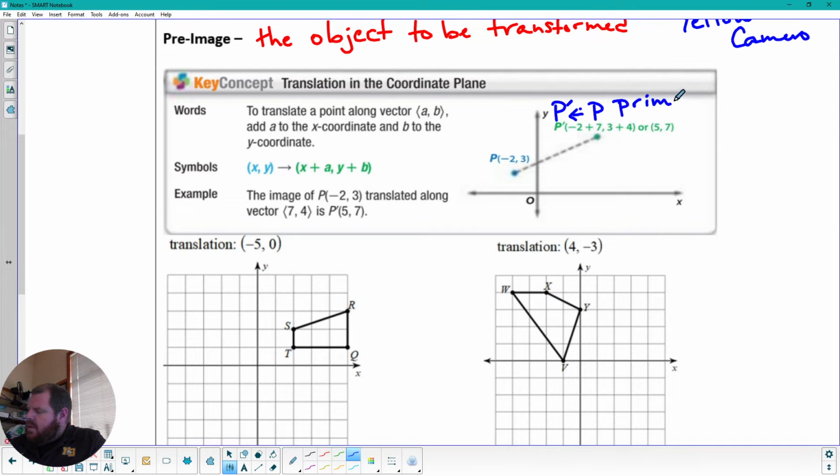Whenever we put an apostrophe there, we call it a prime point. But again, this is the pre-image down here, and this is the image here. The apostrophe lets you know that something has happened to it. It's been moved under some transformation.